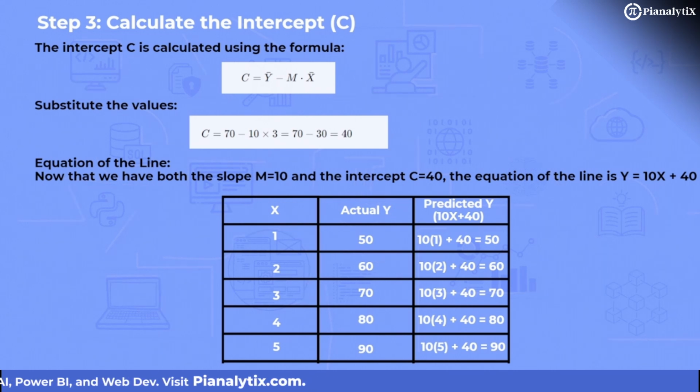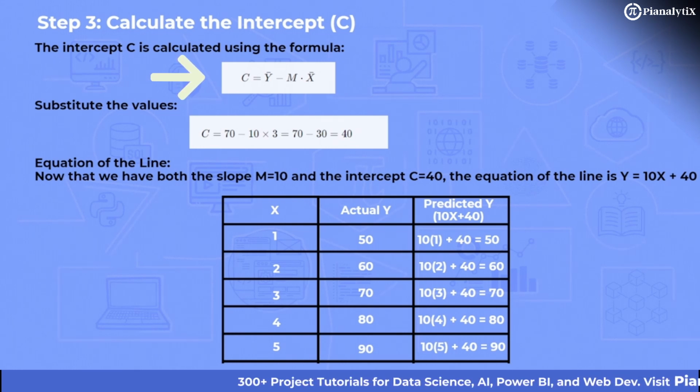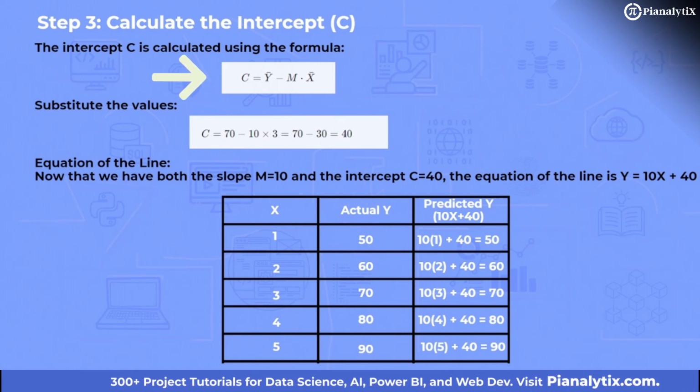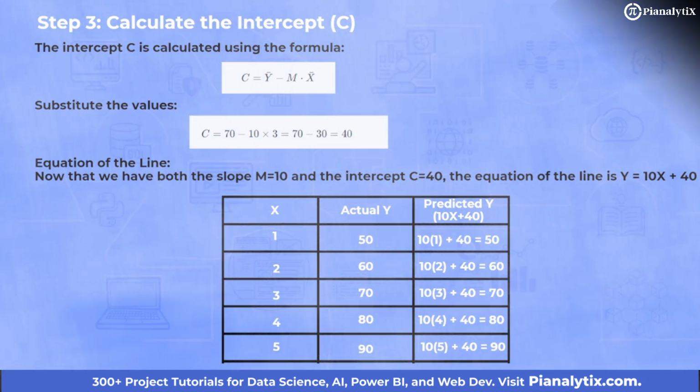Once we have the slope, we can calculate the intercept c. Intercept is the value where the line crosses the y-axis. We are using the formula c = y bar minus m x bar, which is nothing but the equation of a line, where x bar and y bar are the means of x and y respectively. Great. Now we have our line equation y = 10x + 40. We can start predicting values for y based on new x values.